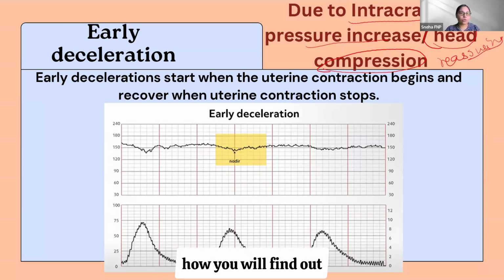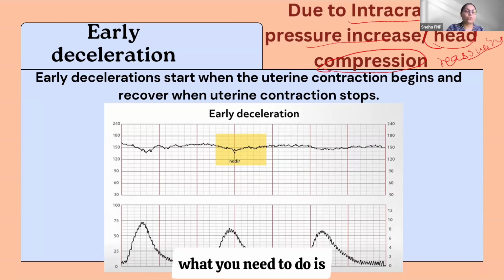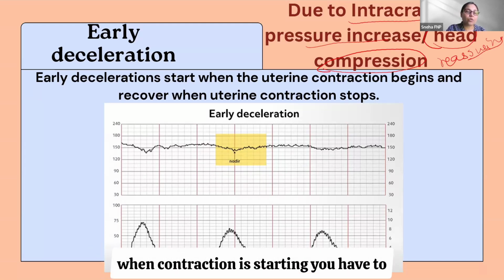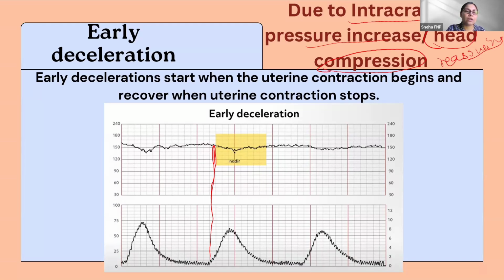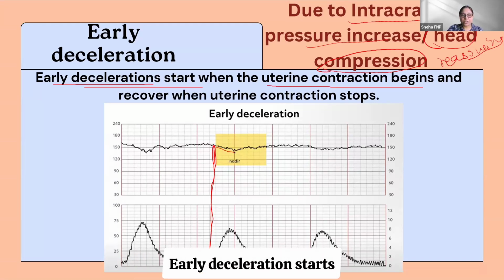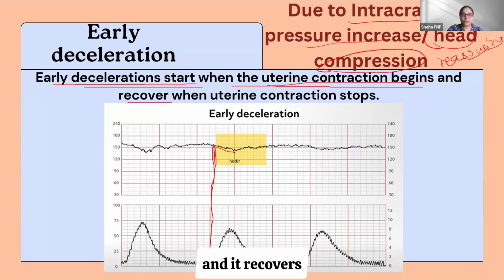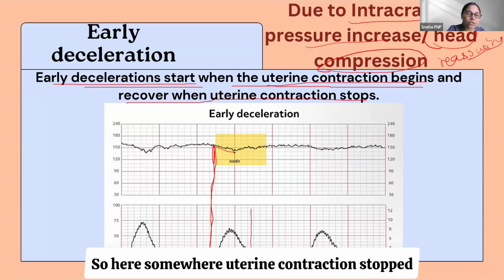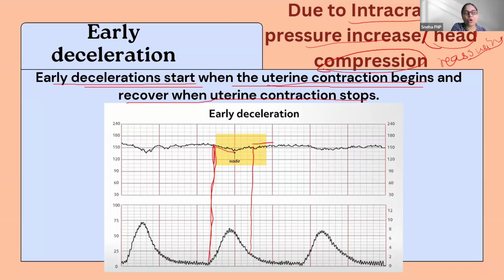So how will you find out if there is early deceleration going on? What you need to do is, when the contraction is starting, you have to draw one imaginary line, okay? And you have to see here the FHR also starts decreasing. Early deceleration starts when uterine contraction begins, and it recovers or comes back to normal when uterine contraction stops. So here somewhere the uterine contraction stopped. So you can see here the FHR came back to normal.